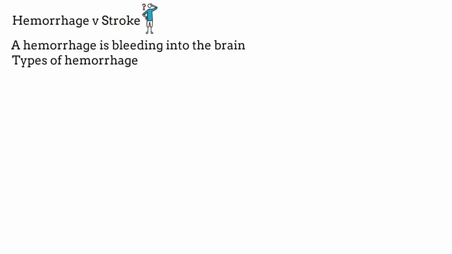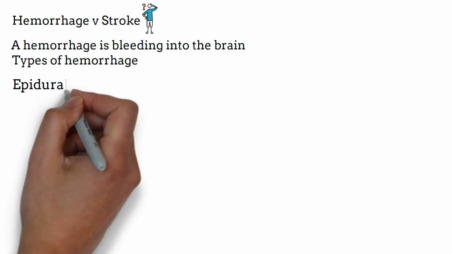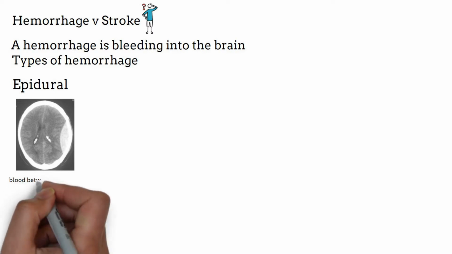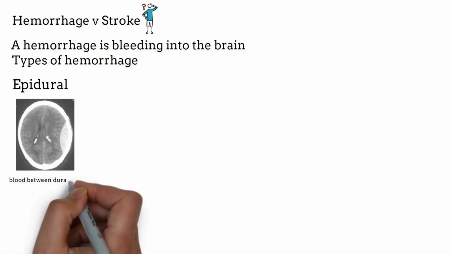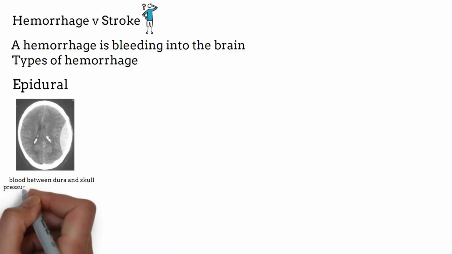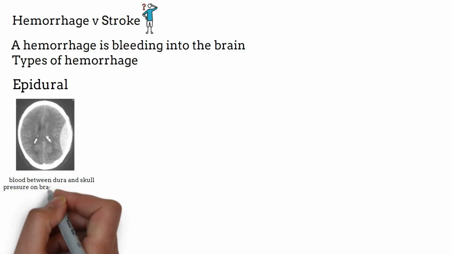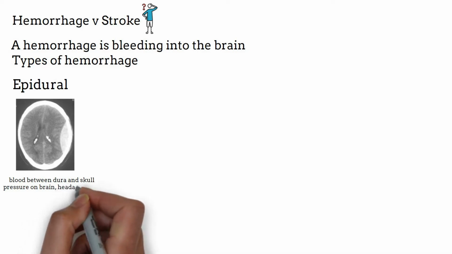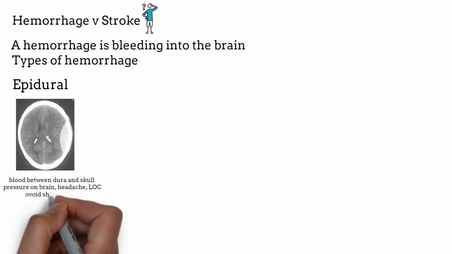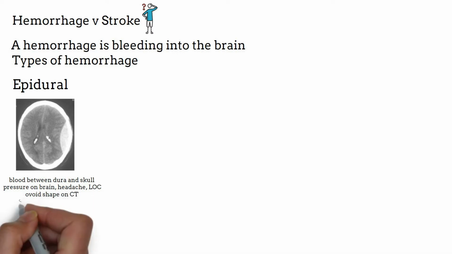One type of hemorrhage is an epidural hematoma. This is where the blood collects between the skull and the dura, or the coverings of the brain. As the hemorrhage grows in size, it strips the dura from the skull. This will cause a mass. The mass presses on the brain, causing headaches and loss of consciousness. On a CT scan, this will look like an ovoid shape based at the skull.